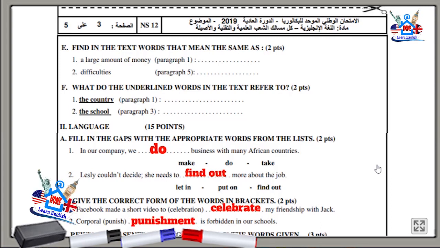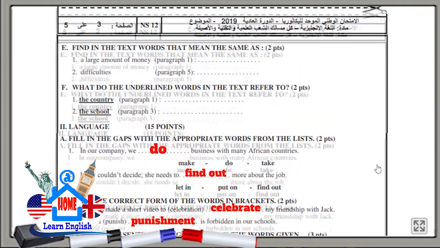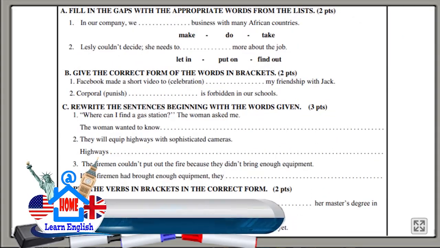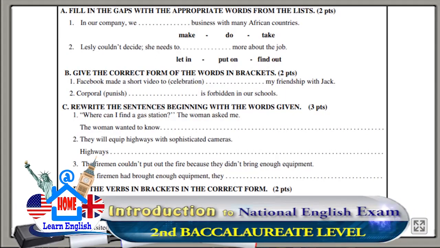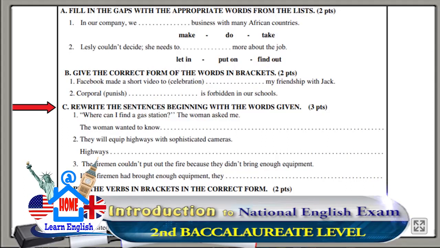Let's go to exercise C. Rewrite the sentences beginning with the words given. As you can notice, this is another productive task. Pause the video to do the exercise. Take 5 minutes.